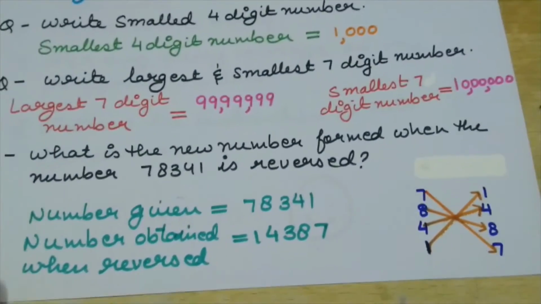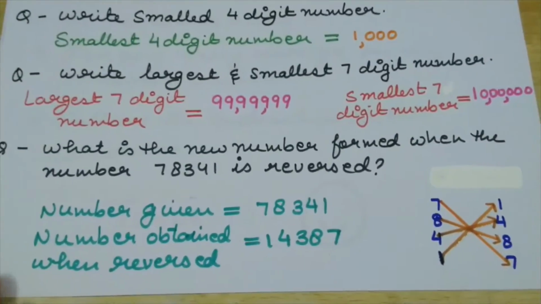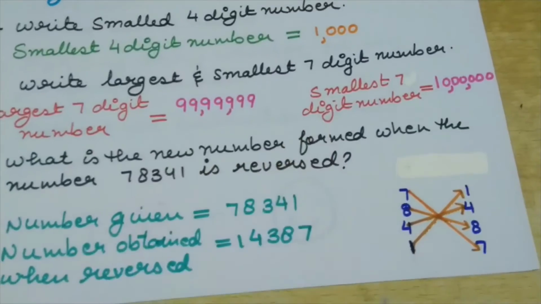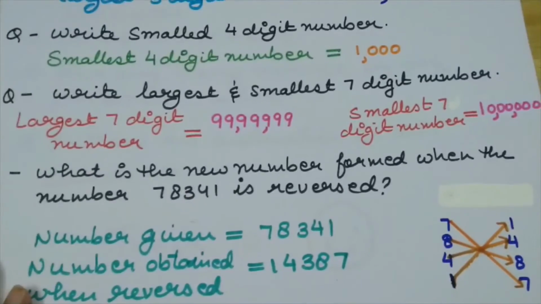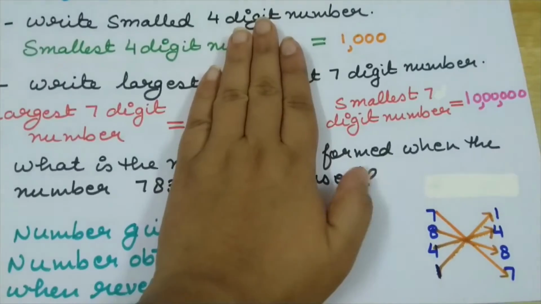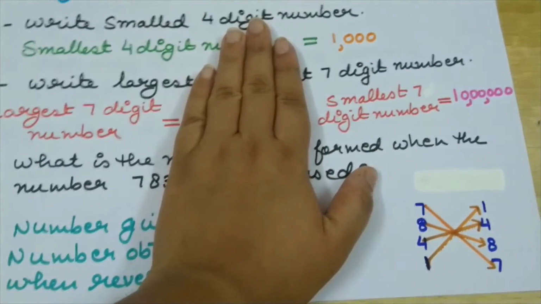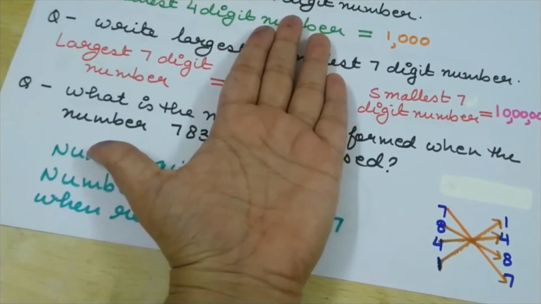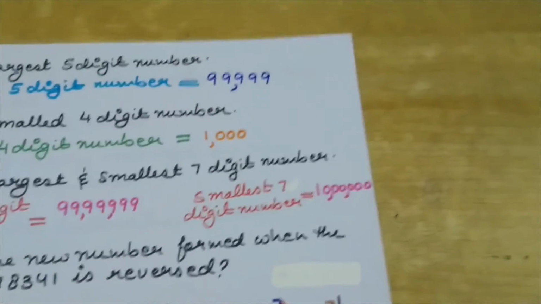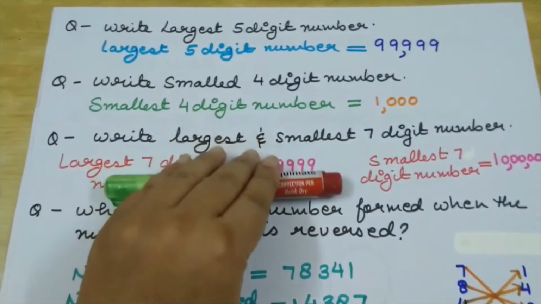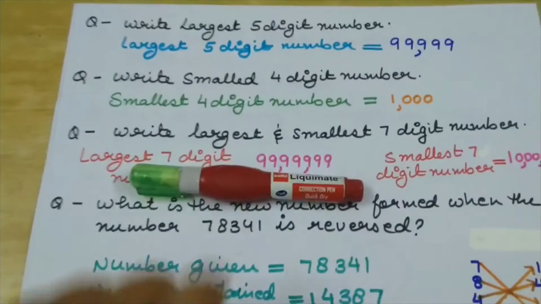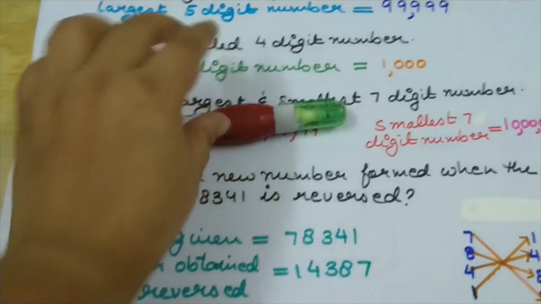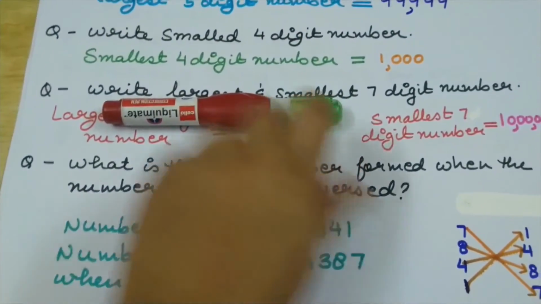What is the new number formed when the number 78341 is reversed? Children, what do you understand by reversing? Suppose my hand is here. The thumb is this side. Correct? Then when I tell you to reverse, what will you do? Understood? For example, I have a pen over here. Okay? This whitener. And I tell you to reverse. Then what will happen? Correct. The green side comes this side.